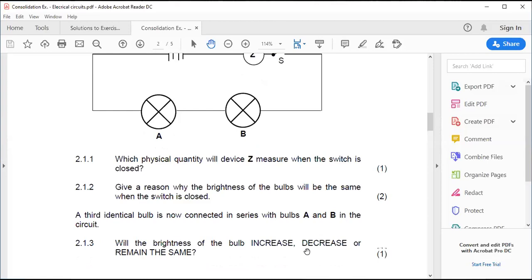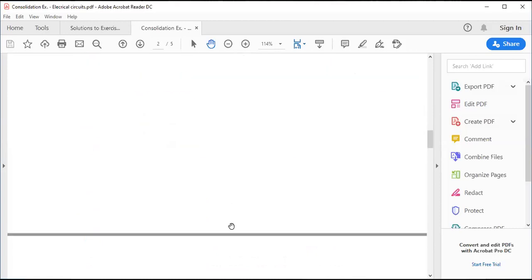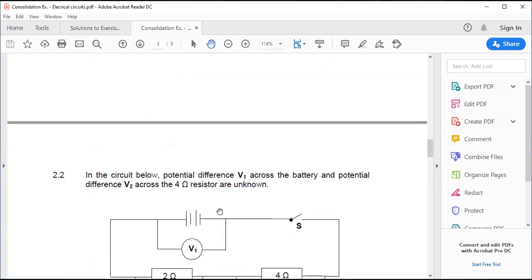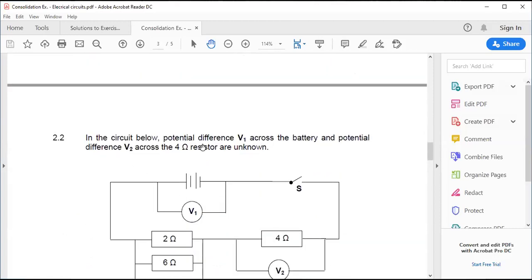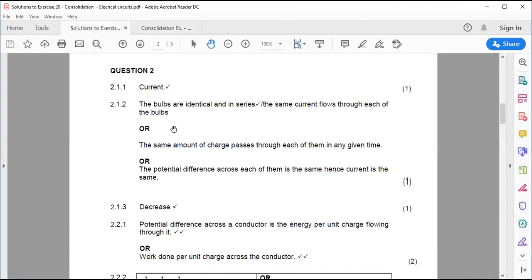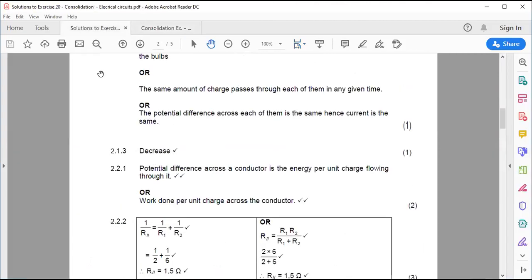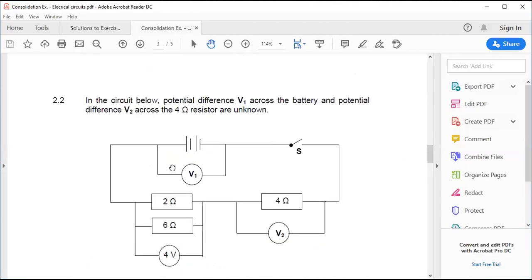Just watch out for the explanation there. It's because the total resistance increases, therefore the current will decrease. Clear? Yes. Right. We move on to the next one. Let me just check the way they, okay, here they say it decreases, so it's fine. Okay, we move on to 2.2.